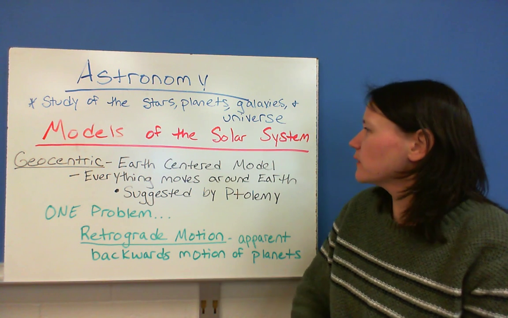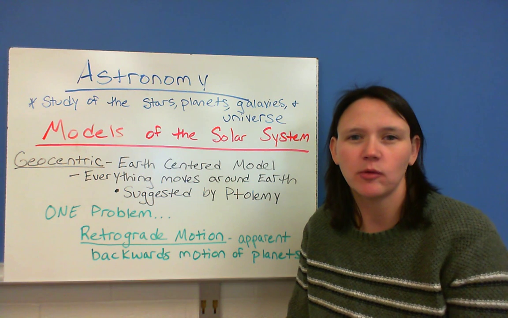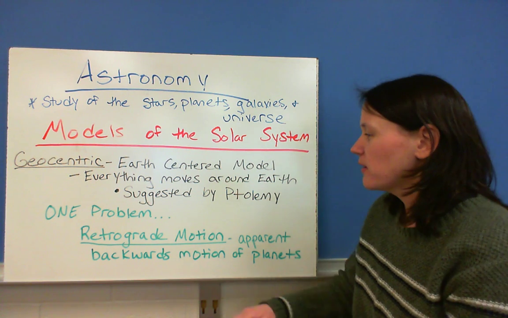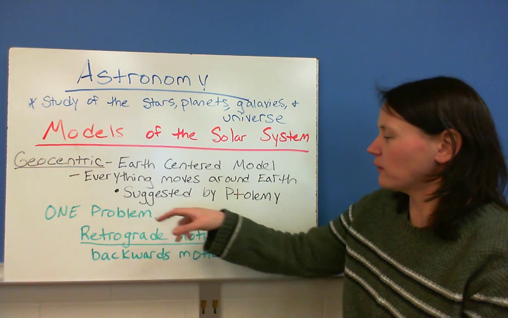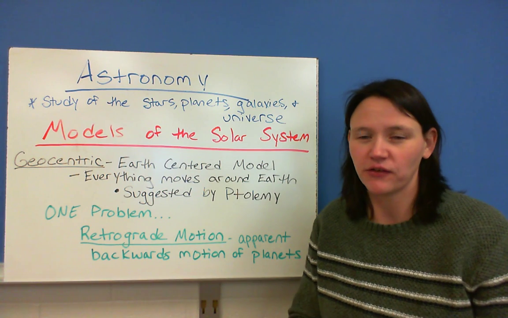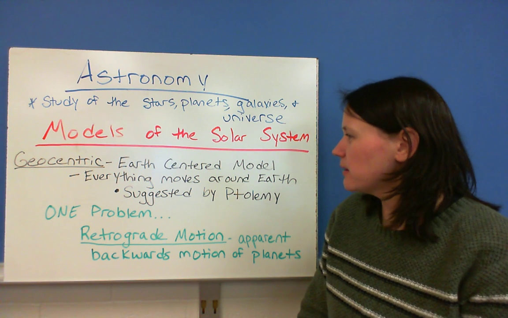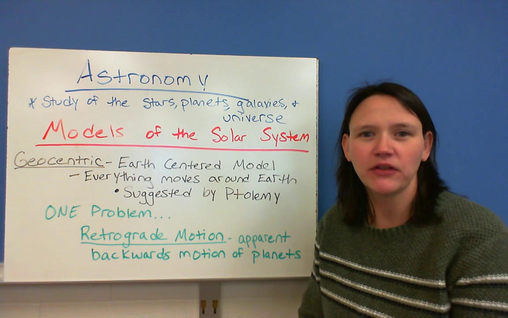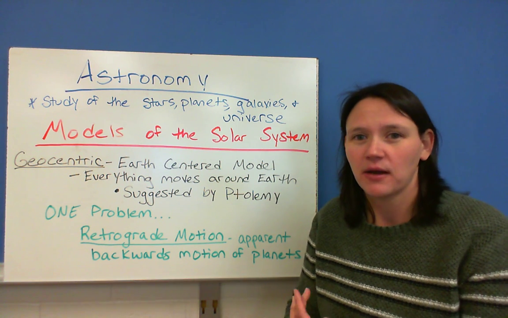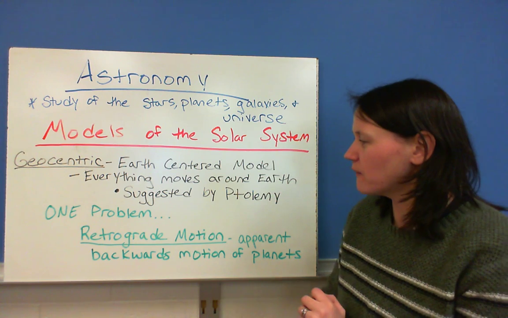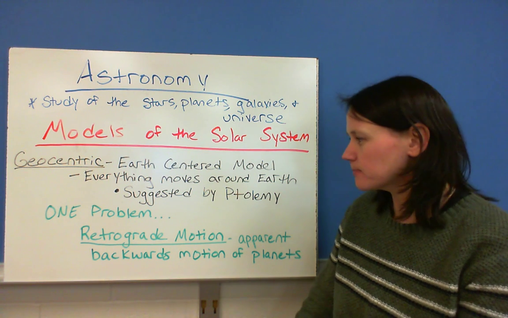To start off the unit, we're going to look at different models of our solar system and the different ways that people believed it was arranged. The first one is the geocentric model, which is an Earth-centered model. Geo, if you think about geology, is a study of Earth, so that's where they get the geocentric from. And in a geocentric model, everything is revolving around the Earth, everything in the universe. So that's what they had thought for quite a while, and it was suggested by an astronomer named Ptolemy.